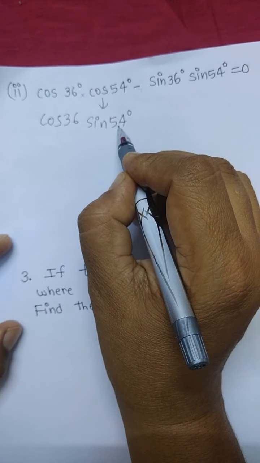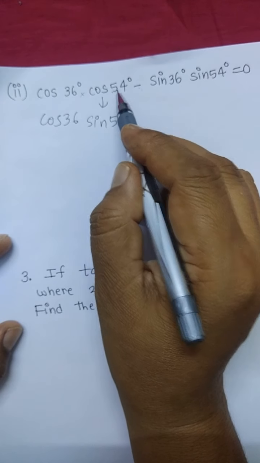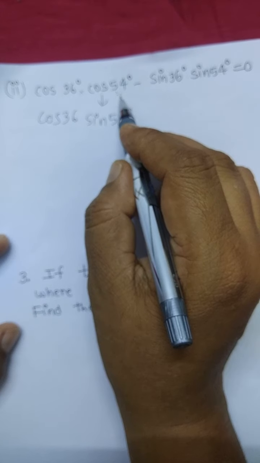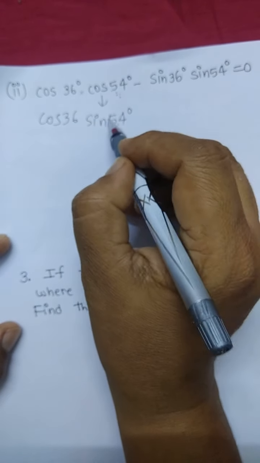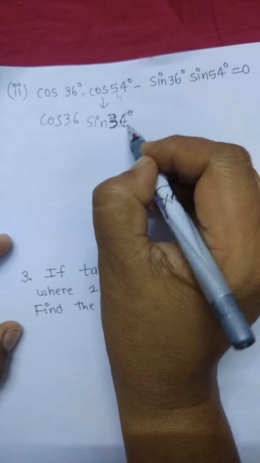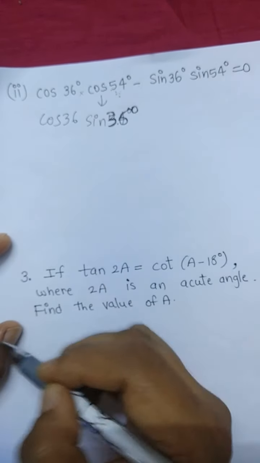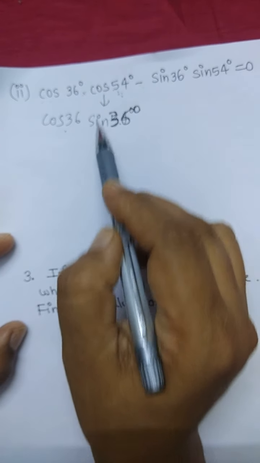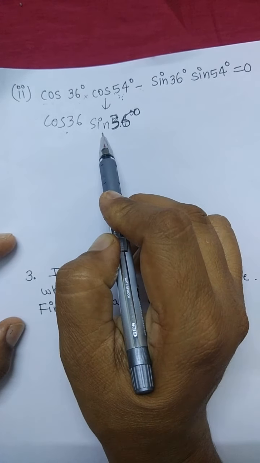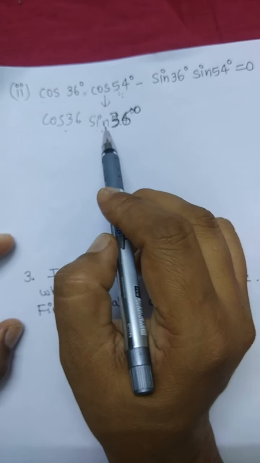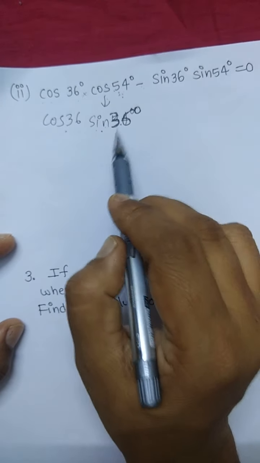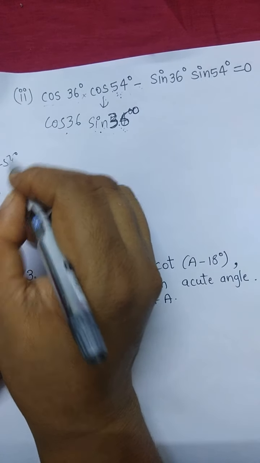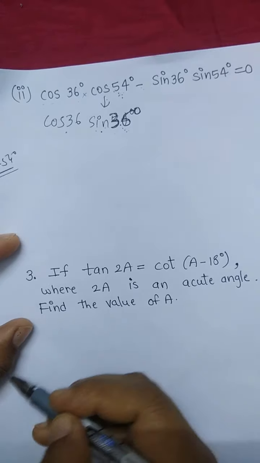No, wrong. What we have to do? Yes, we have to write the complementary angle. What is the complementary angle of 54? Yes, 36. 36 degree. Understood? Cos 36 we have written as it is. Cos's complementary ratio is sine, and 54's complementary angle is 36. How did you get this 36? 90 minus 54 degree. Okay.